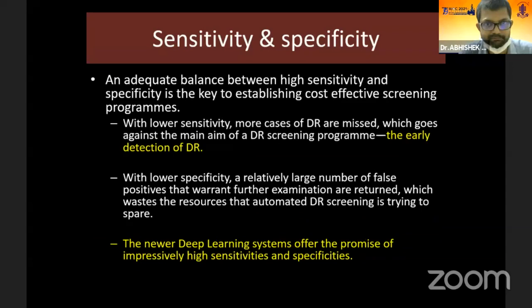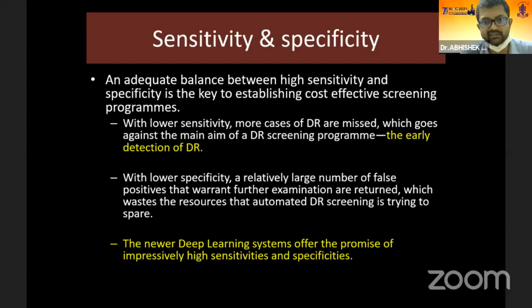Now, there is a very important thing. There are multiple systems available in the world, but what we have to look at is the sensitivity and the specificity, because with lower sensitivity, more cases of DR are missed, which goes against the main aim of a DR screening program, the early detection. And with lower specificity, a relatively large number of false positives that warrant further examination are returned, which wastes the resources that automated DR screening is trying to spare.